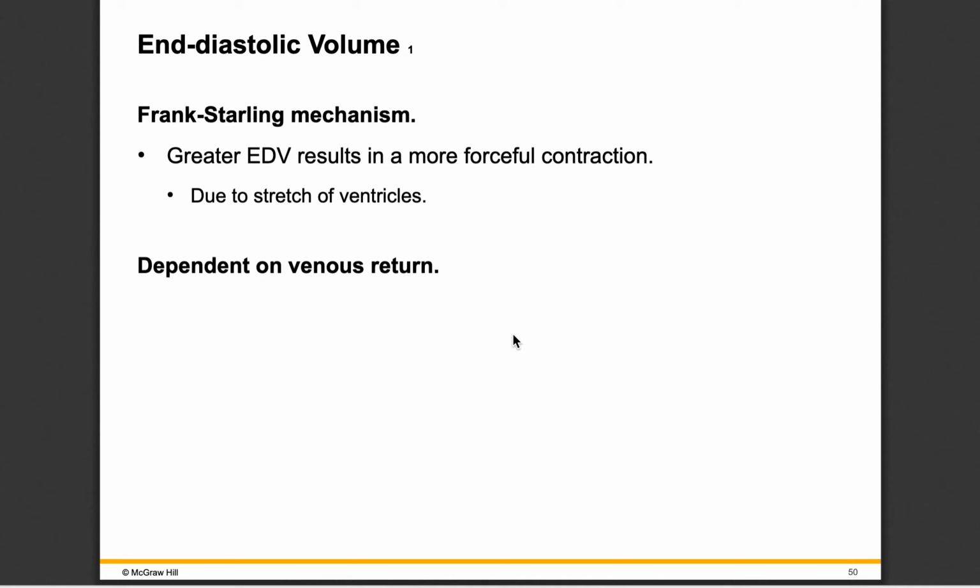This is really dependent on how much blood's coming back into the heart, and this is something else that will increase with exercise. We want to get more blood back to the heart so we can take advantage of that. Increasing that diastolic volume actually helps us move more blood and have a more efficient heart.